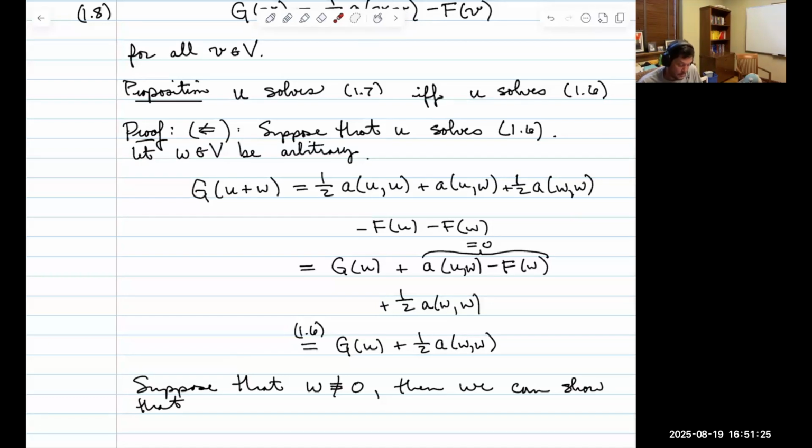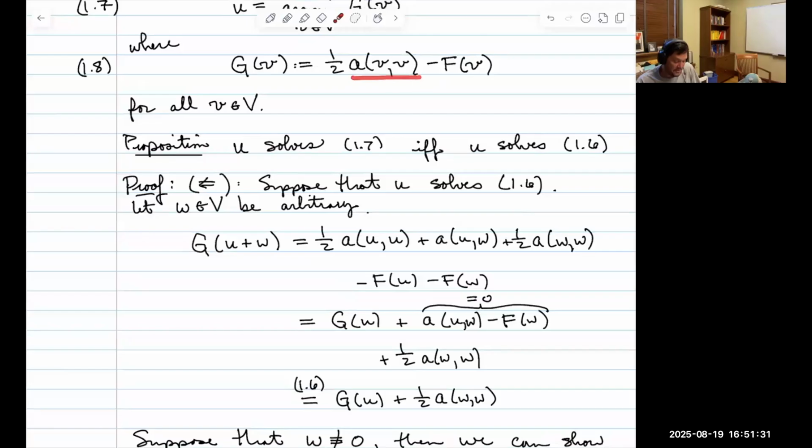So if I expand this g using the definition and using the fact that this is truly a bilinear form, and bilinear means it's linear in its first argument and it's linear in its second. And by the way, it's also symmetric. It's a symmetric bilinear form.